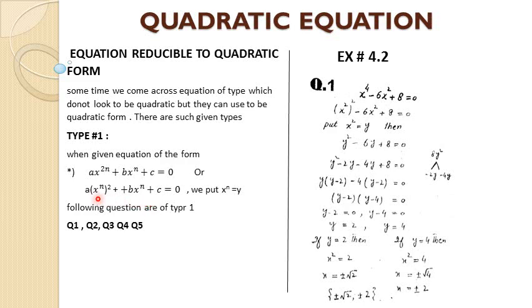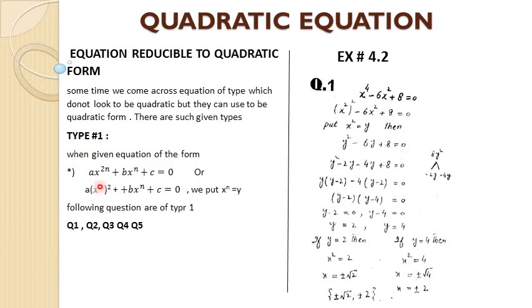Okay, when x raised to the power n is here, we can suppose it, because this is the same thing. So we put y is equal to x raised to the power n. Questions 1, 2, 3, 4, 5 of exercise 4.2 are the type 1 questions. Now question number 1: x raised to the power 4 minus 6x square plus 8.